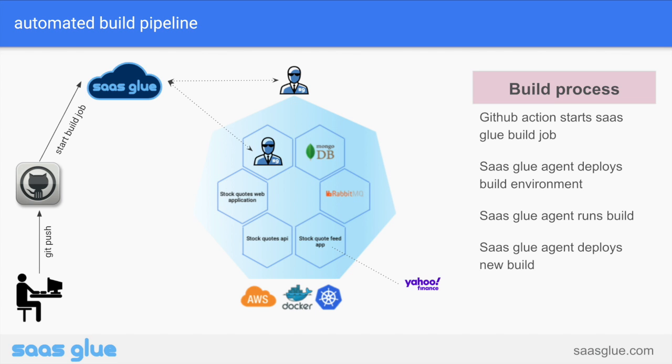This is where SaskGlue comes in. First, we're going to create a SaskGlue job to run the build. This job will consist of 3 steps. The first will deploy the build environment. The second will run the build, including the unit tests. And the third will deploy the changes to production. Each step will be dependent on the prior step completing successfully. Second, we will configure a GitHub action to start our job via the SaskGlue API whenever new code is pushed to the repository.